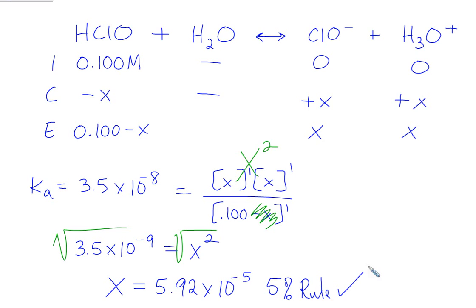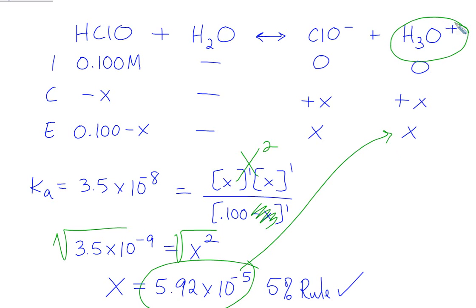Okay, so now that I have X, the only particle that I really care about, which I suppose I could put in again as a scratch, we never used the water. I care about X being the hydronium concentration. So if I want pH, here we go. pH is opposite log of X. 5.92 times 10 to the -5. That's the concentration of H3O hydronium.